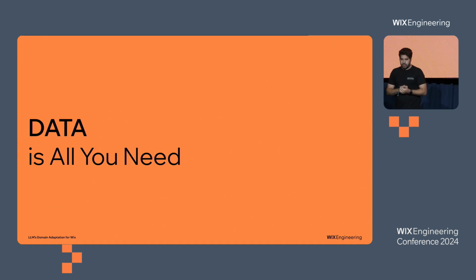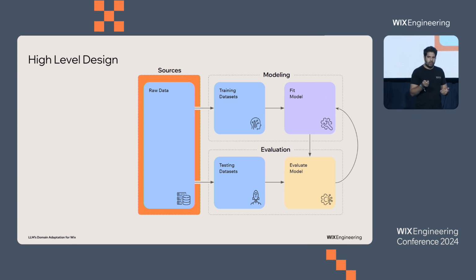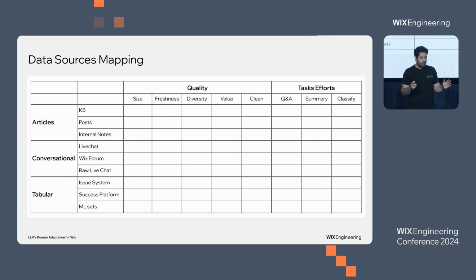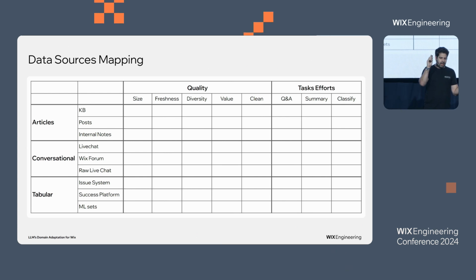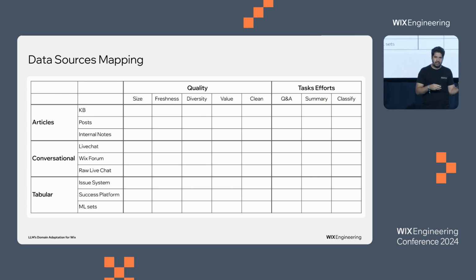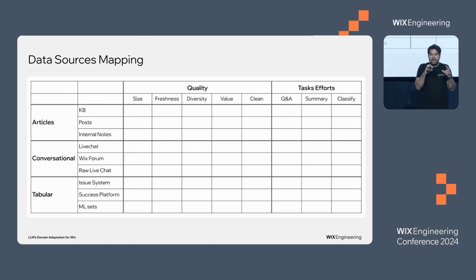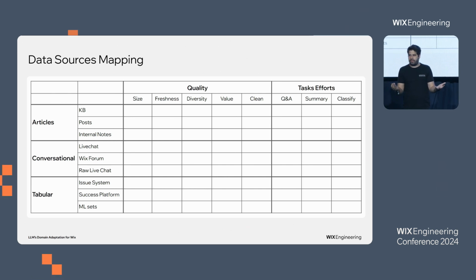Cool. So starting with data, the data sources we are aware of at Wix, it was a very cool process that we did with the curation where we mapped the different data sources that we have. We have article-type data sources like KB posts. We have conversational data from live chat and Wix forms, and tabular data, which is the different systems and tables that we collect at Wix. All of them might be very high quality, very beneficial data sets for training such a model.